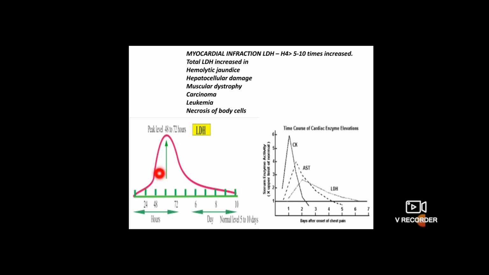So what happened? See that here the onset is only on the first day, second day, third day, fourth day, and then only it comes to the normal value. Fifth day, sixth day, till 10th day, it will keep on decreasing and comes to the normal value. So the peak value of increase is 48 to 72 hours. That means from the second day to third day, it will be in the peak. It will be increased in the higher quantity, the LDH level.